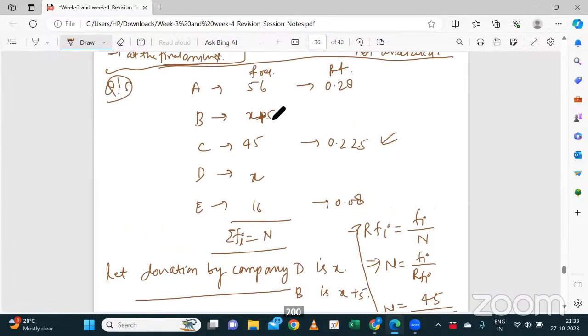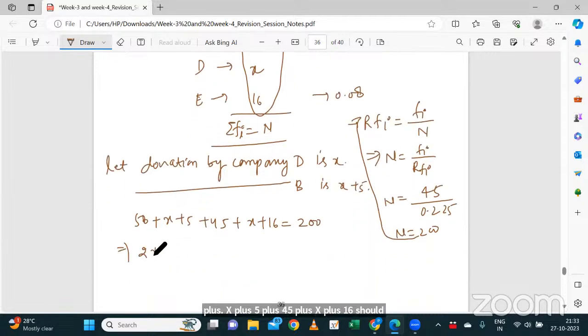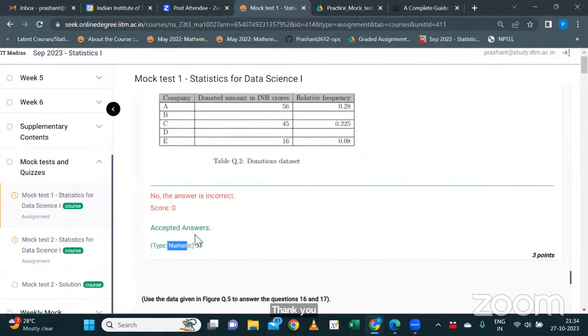So the sum of all these should be 200, correct? So 56 plus x plus 5 plus 45 plus x plus 16 should be 200. That gives 2x plus 50, and 56 makes 106, and 122. So 2x will be 78, and x will be 39. So 39 crore by company D. Yes, 39 is the correct answer.